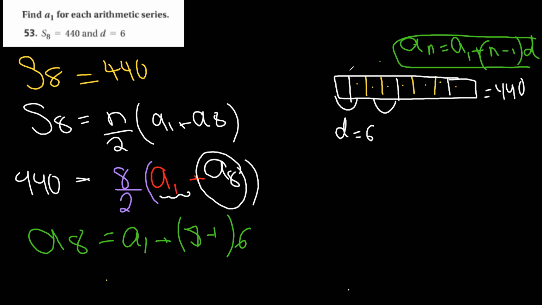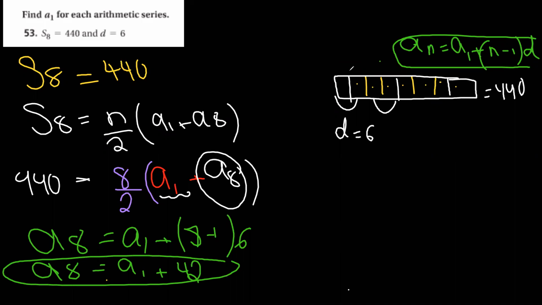Is it clear? Yes. So here, A sub 8 is A sub 1 plus 7 times 6, which is 42. So here I have now, A sub 8 is A sub 1 plus 42. And what I have to do now is substitute A sub 8 with my formula here. This one here: A sub 8 is equal to A sub 1 plus 42.